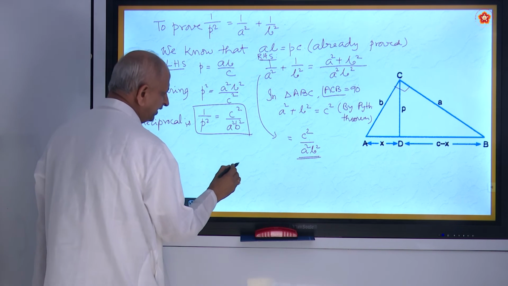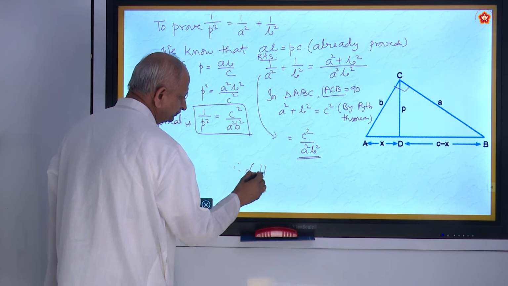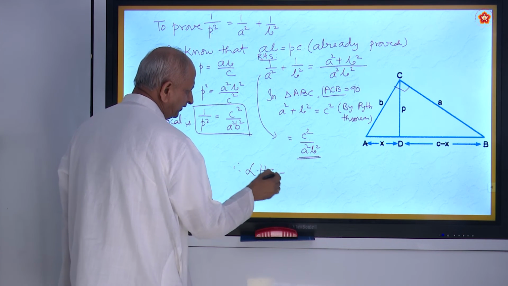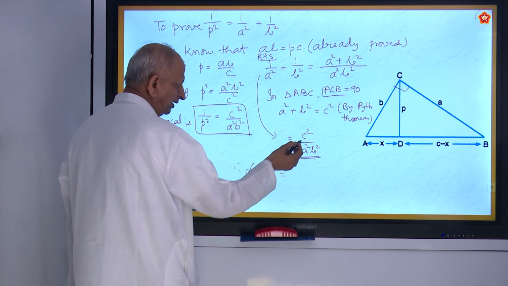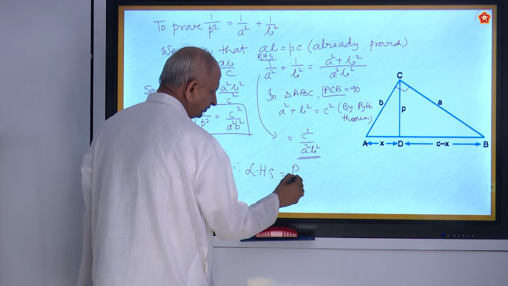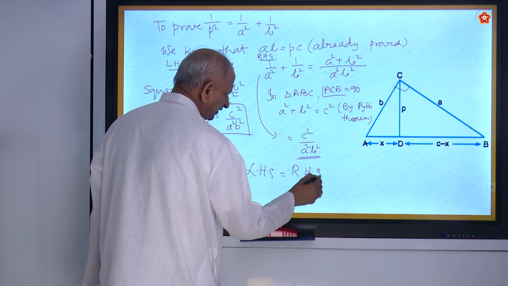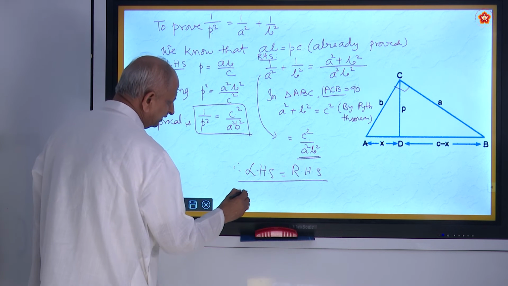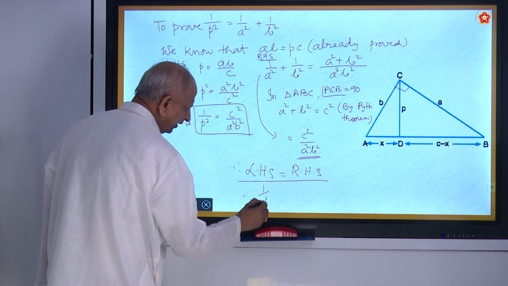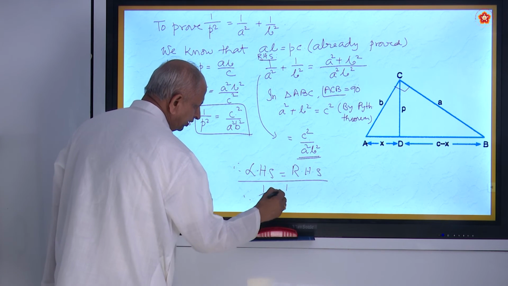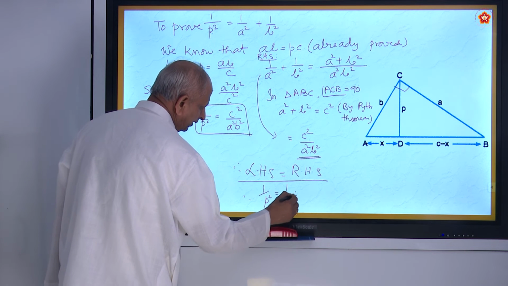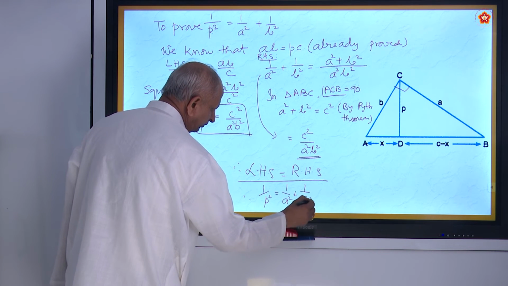Both the left hand side and right hand side are equal. So left hand side is C squared by A squared B squared, right hand side is C squared by A squared B squared. Hence the result. What is the result? Therefore 1 by P square is equal to 1 by A square plus 1 by B square.